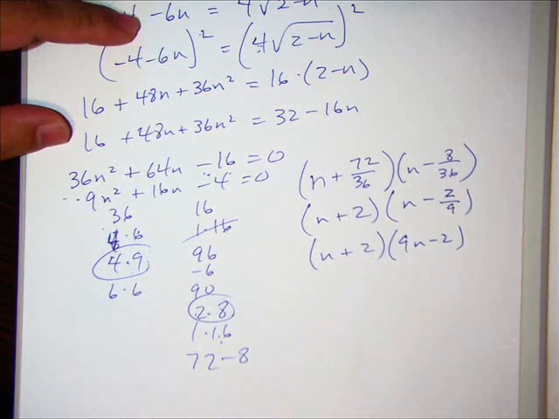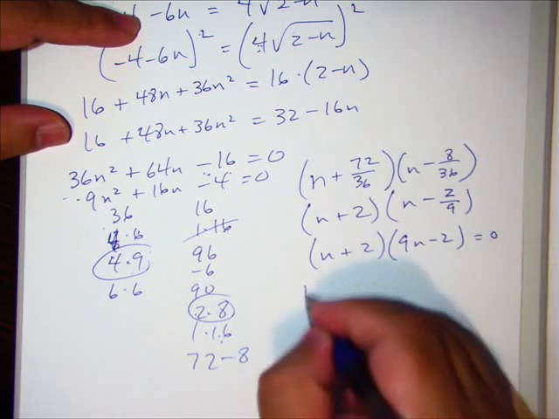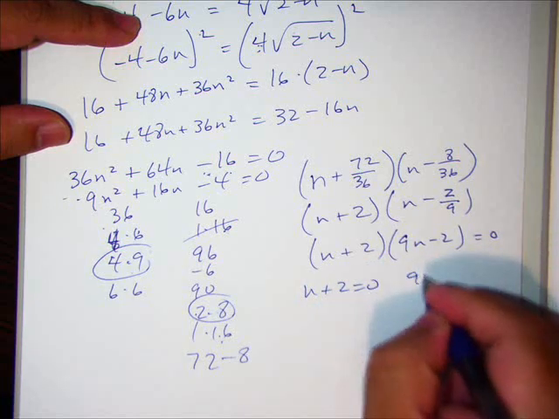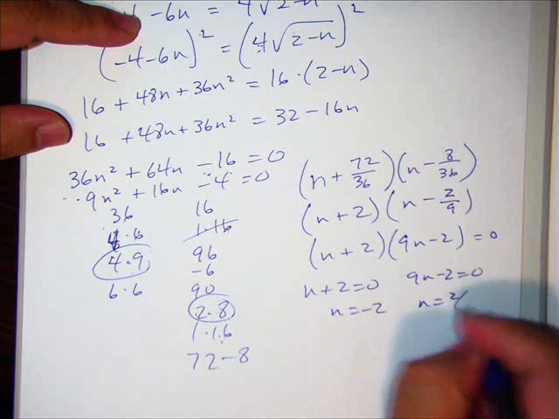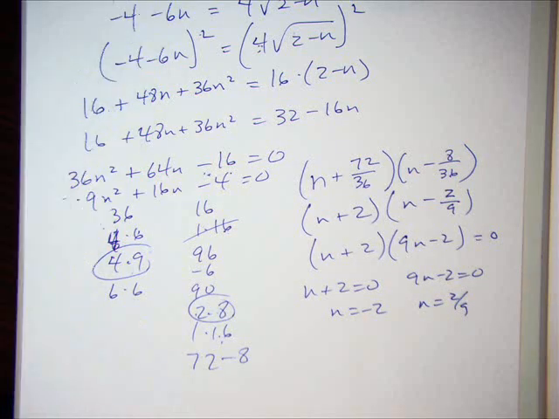Oh my goodness. Alright. So set that equal to 0. N plus 2 equals 0. 9n minus 2 equals 0. So n equals negative 2. N equals 2/9. Okay.